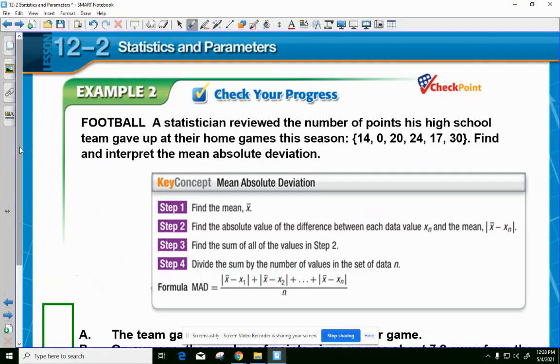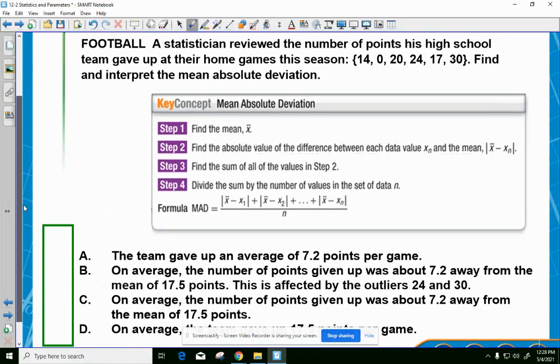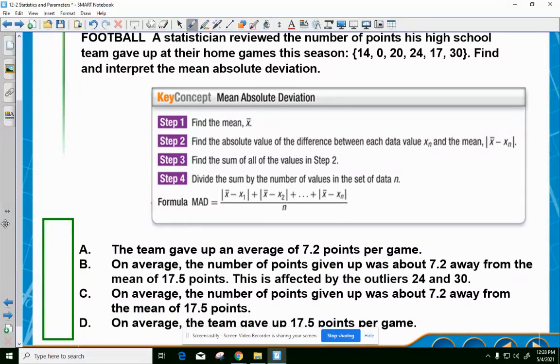Absolutely. All right, let's try it with this one here. Get all that on there at the same time. So a statistician reviewed the number of points his high school team gave up at their home games. So how many points they allowed.